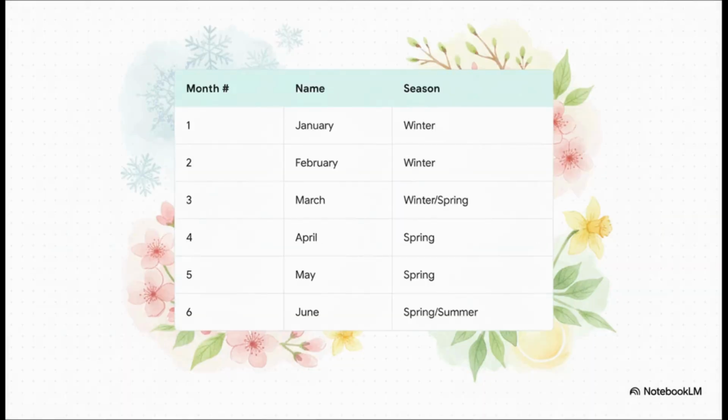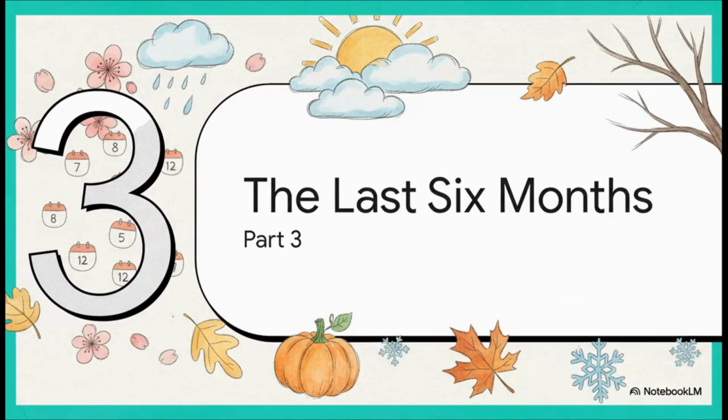Okay, let's take a breath and review those first 6 months together. Look at this handy table and say them with me. January, February, March, April, May, June. Nicely done. So, a quick question for you. Which month is number 3? You got it. It's March. You're doing an amazing job. We're already halfway through the year.